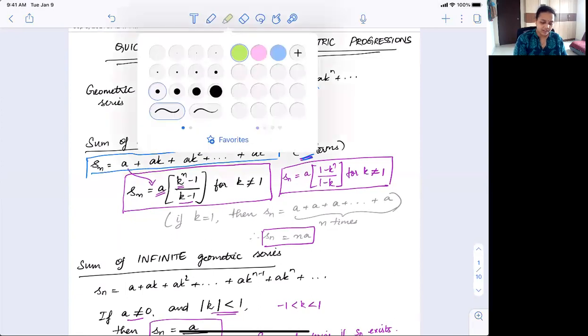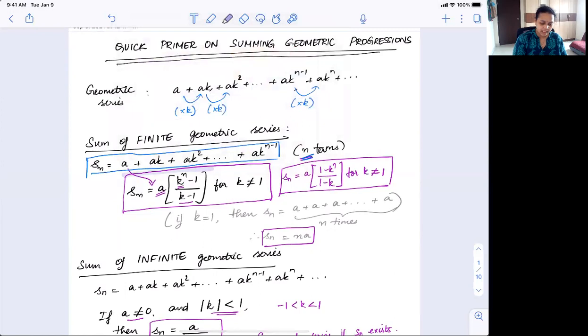Let me use a different color for that. Okay. So this expression gives us the sum of a finite geometric series, where a is the first term in the series and k is the factor by which you multiply each term to get the next term. And this expression is only valid when k is not equal to 1, because when k is 1, the denominator becomes 0, so the expression is indefinite.